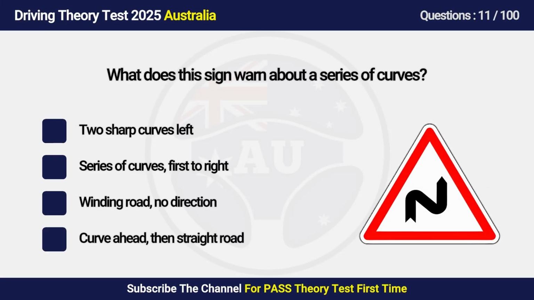Question 11. What does this sign warn about? A series of curves. A. 2 sharp curves left. B. Series of curves first to right. C. Winding road no direction. D. Curve ahead then straight road.